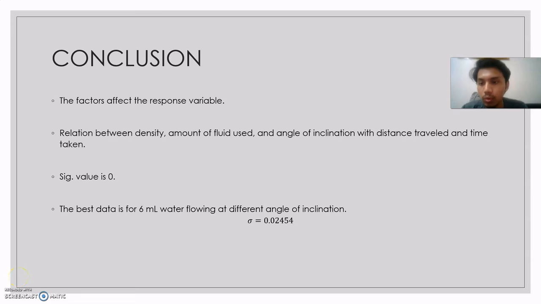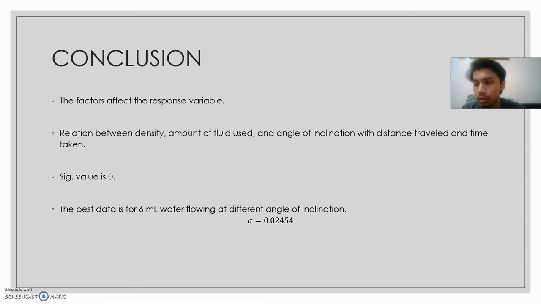So we move on to the conclusion. The first conclusion is that the factors affect the response variable. This is because if we look at the raw data, we can see that the average of each data is changing, whether the trend is increasing or decreasing.